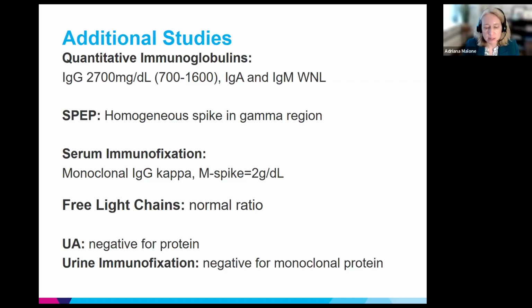Serum immunofixation has primarily replaced the SPEP. It is faster and only sensitive to immunoglobulins. This patient's serum immunofixation demonstrates a monoclonal IgG kappa protein of 2 grams. The free kappa and lambda light chains are also tested for, and the ratio of kappa to lambda bands is normal. Finally, the urine is assessed for evidence of protein in the UA and monoclonal protein in the urine immunofixation, both of which are negative.